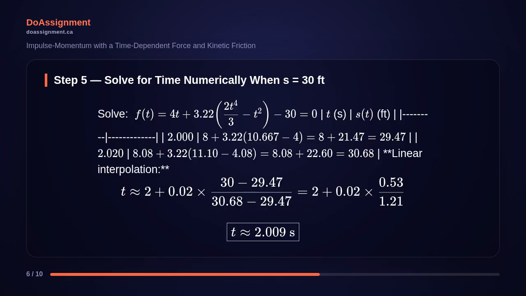Evaluating the displacement function at trial values. At t equals 2 seconds, s is approximately 29.47 feet, just under 30. At t equals 2.02 seconds, s is approximately 30.68 feet, just over 30. Linear interpolation between these two values gives t approximately equal to 2.009 seconds when the block has traveled exactly 30 feet.